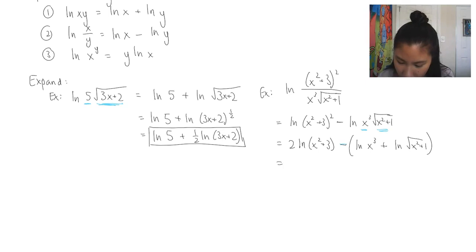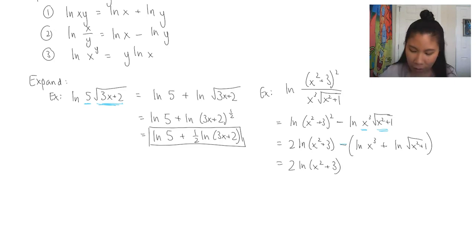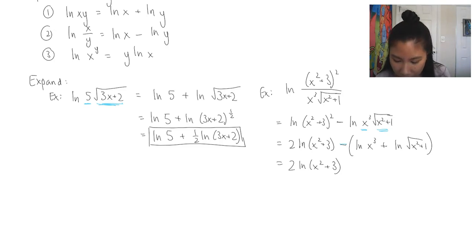Then from here, let's simplify this a little bit. So I've got 2 natural log of x squared plus 3. And this x squared plus 3 I can't do anything with anymore because I can't split up the 3 from everything, because we don't have a property where it's not logs but still adding. So that has to stay like that.